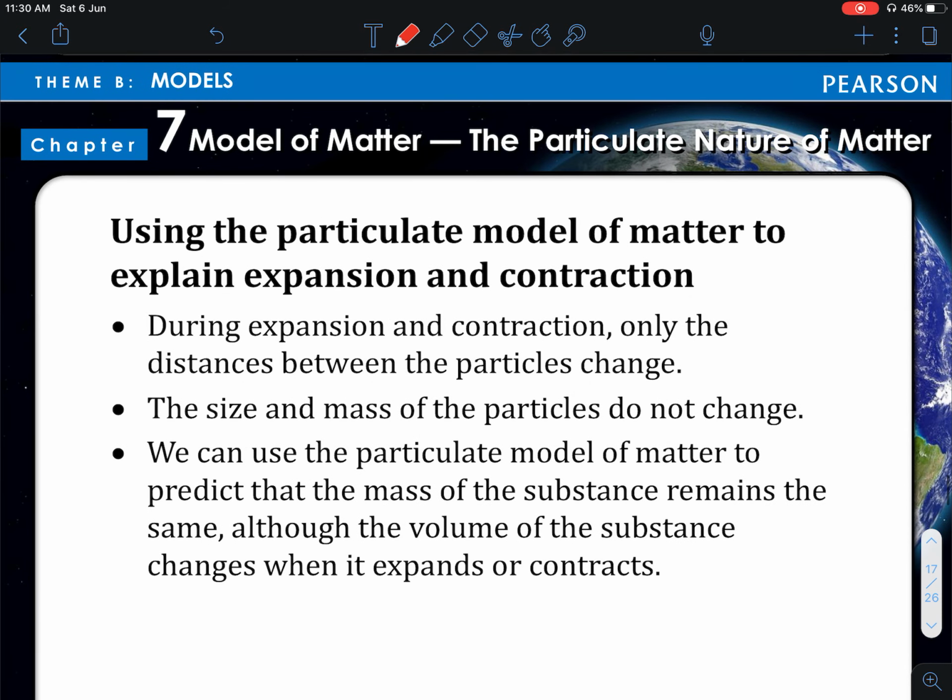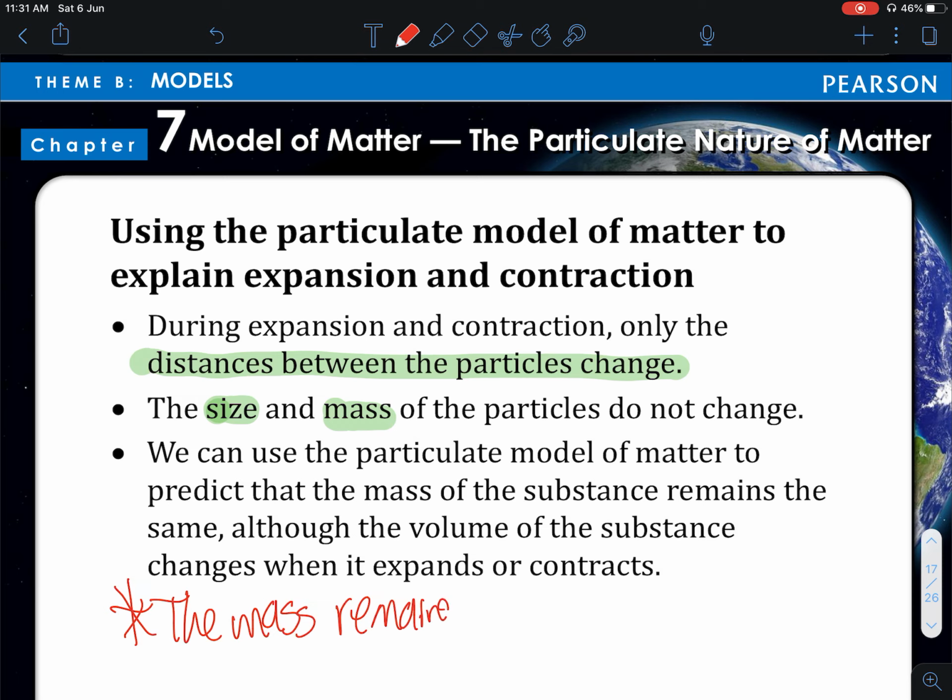During expansion and contraction, only the distance between the particles changes. This was already highlighted just now. The size and the mass of the particles do not change. Not only size, but the mass, which is how heavy the amount of matter within the particles is, does not change. So if an exam question asks, when you heat or cool something, or during expansion, will the mass change? The answer is no. The mass will remain the same. This one is very important.